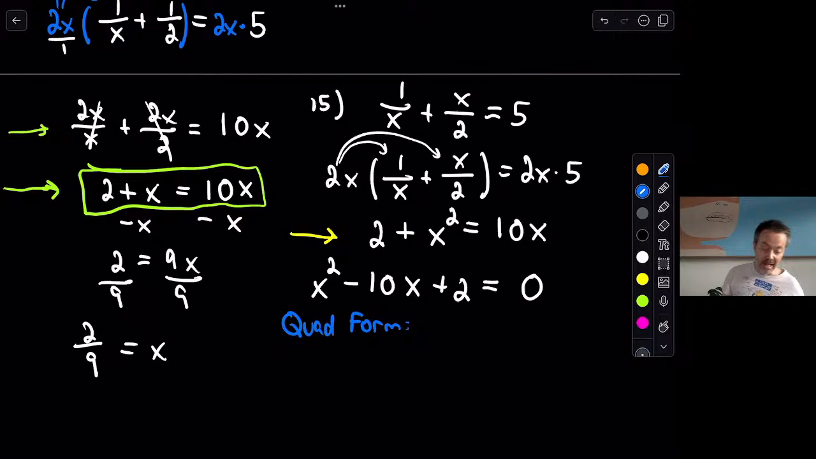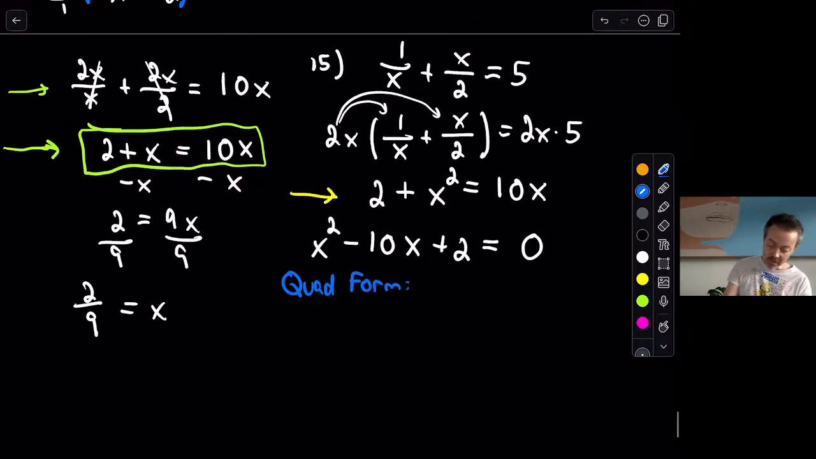I'm not going to write down the quadratic formula because we did talk about it yesterday. So it says we get x equals negative of the b value. My b value is going to be negative 10.